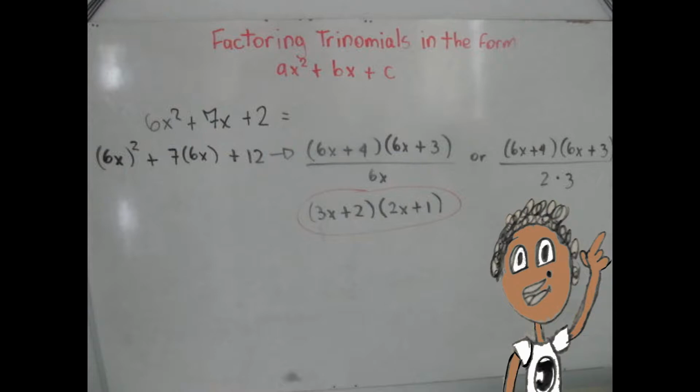So we divide 6x plus 4 over 2, and you get 3x plus 2. And 6x plus 3 over 3, and you get 2x plus 1. And that is the answer. You get the expression factored by using ax squared plus bx plus c.